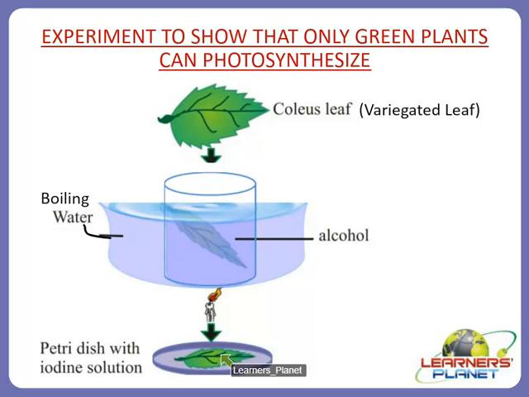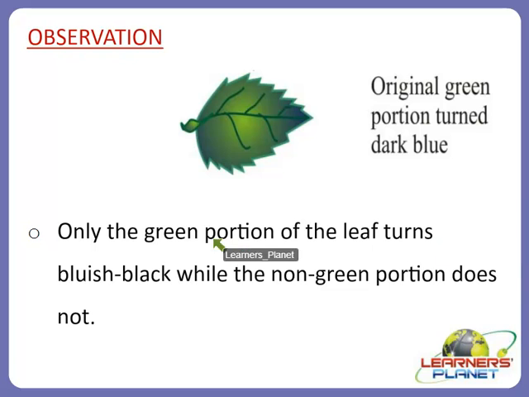Now we will place the leaf on a white tile and add 3 to 4 drops of iodine solution. We can place the leaf on a white tile, or we can take a petri dish, place it on the petri dish, and then add 3 to 4 drops of iodine solution on the leaf. Now what can we observe?